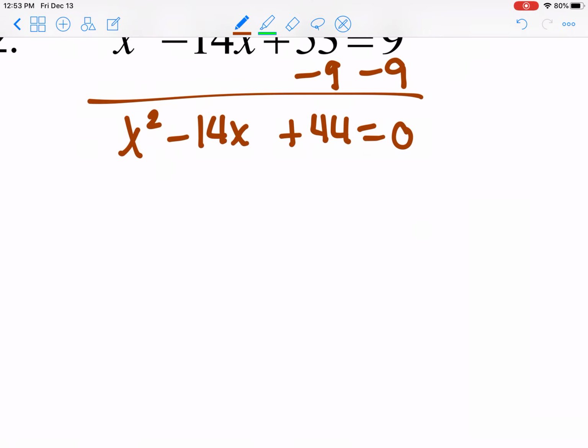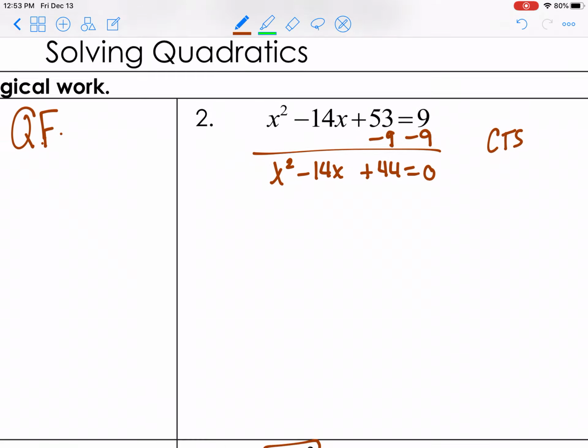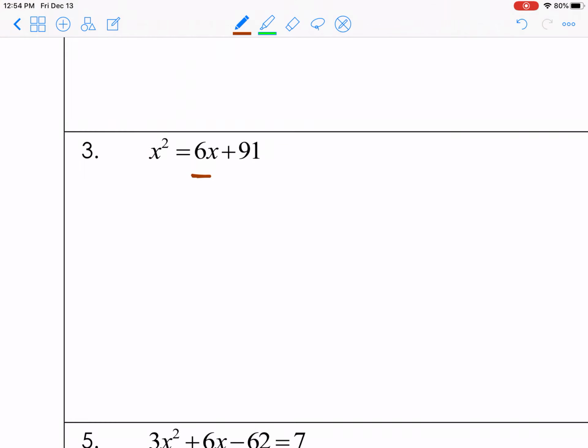When a is 1, is b even? Yes. So this is a good case for completing the square. So I'm just going to write myself a note to come back and use complete the square on this one. Still just hunting for factoring.